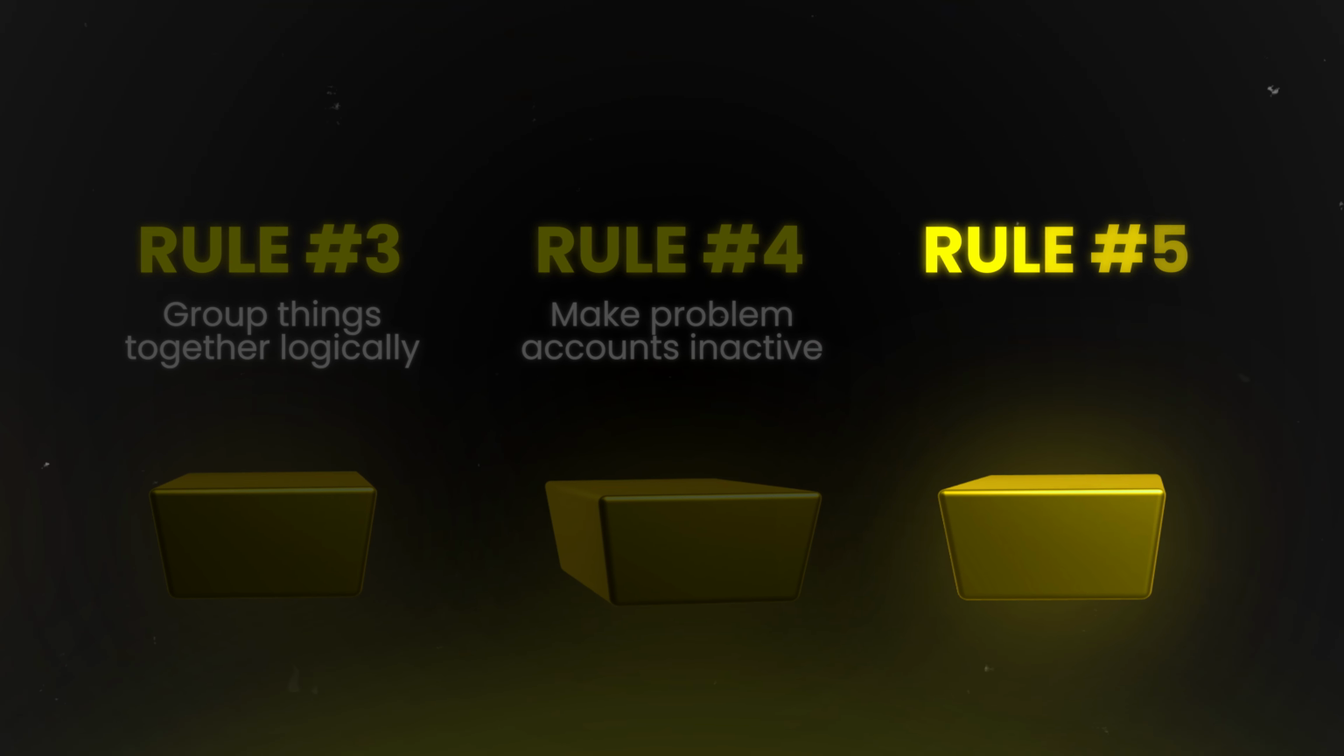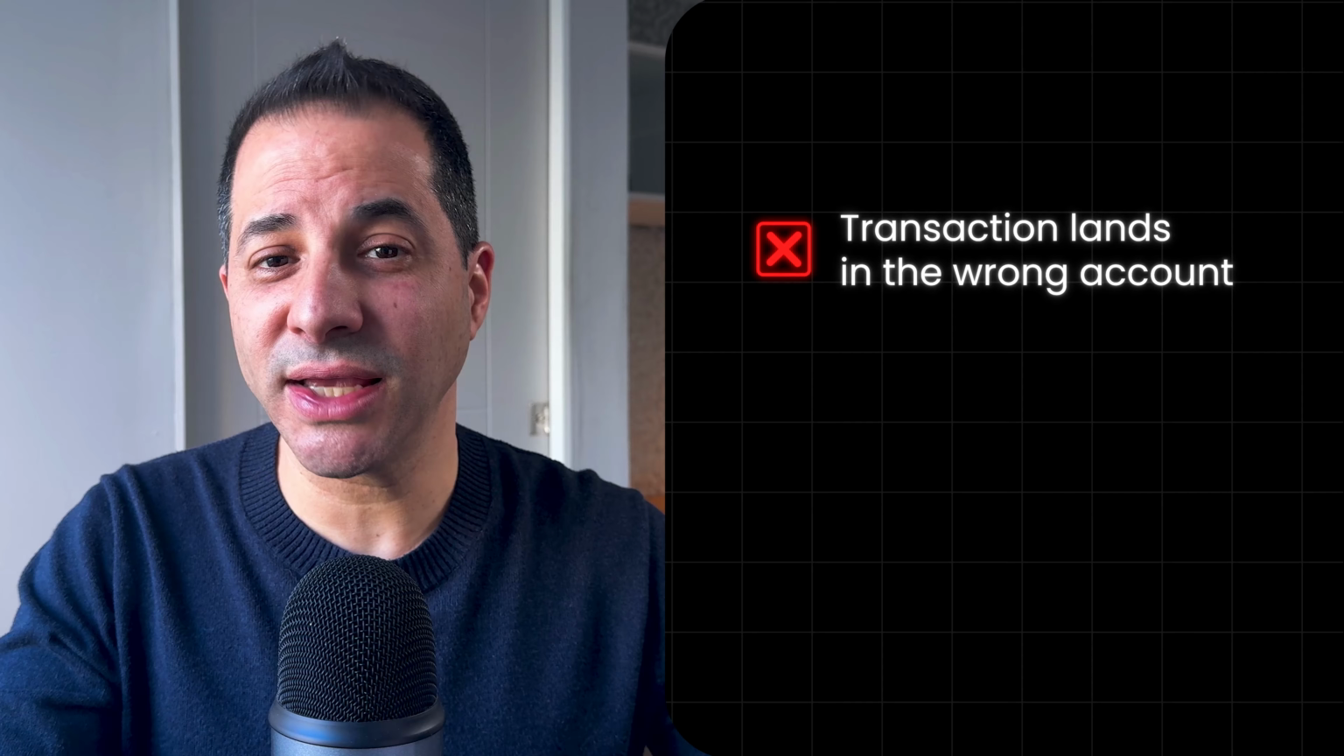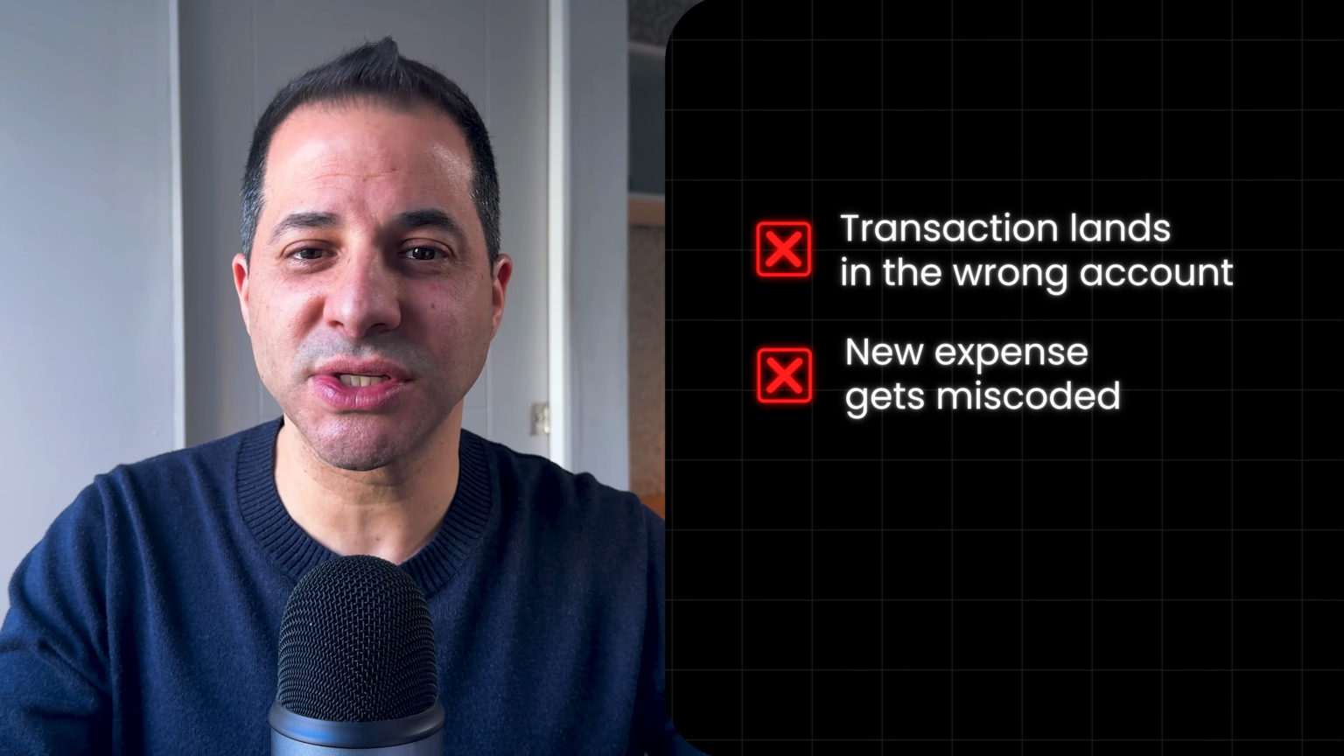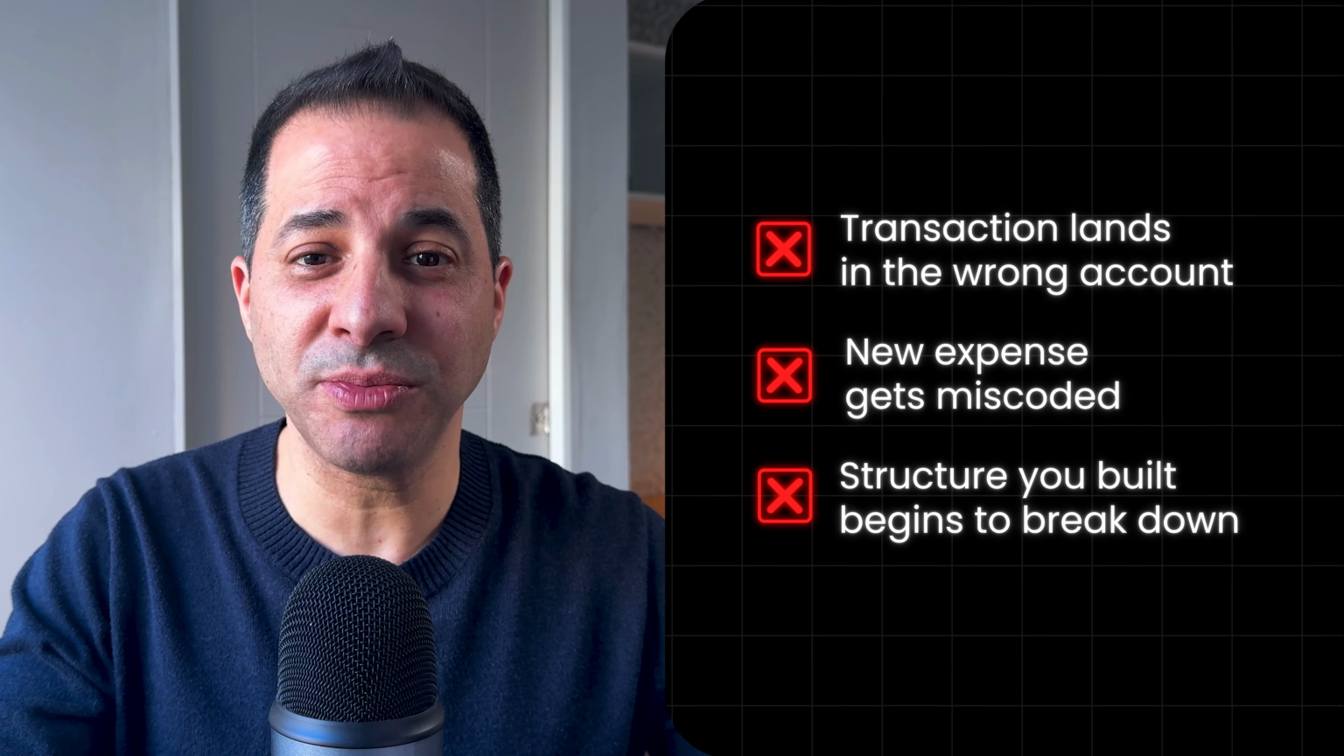And rule number 5, review your P&L regularly. Things will drift over time. A transaction lands in the wrong account, a new expense gets miscoded, and before long, the structure that you built begins to break down. Check in monthly and get your bookkeeper to correct course before it gets out of hand.